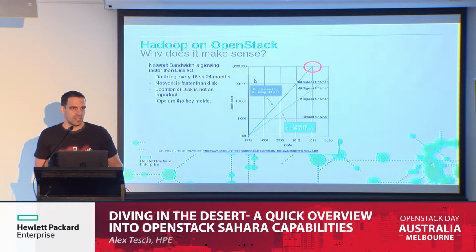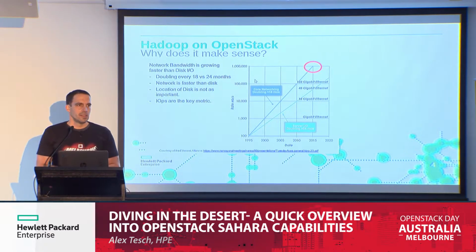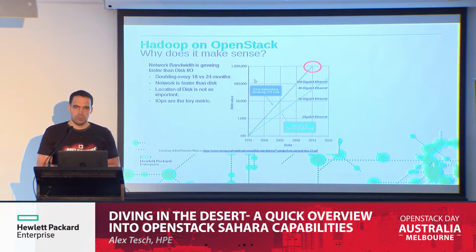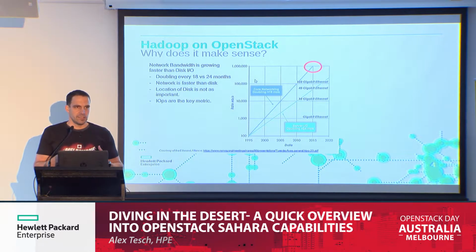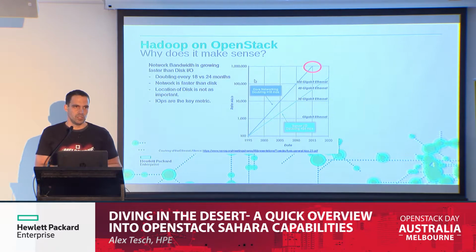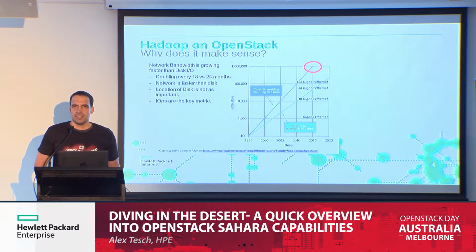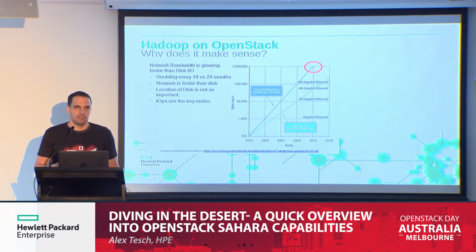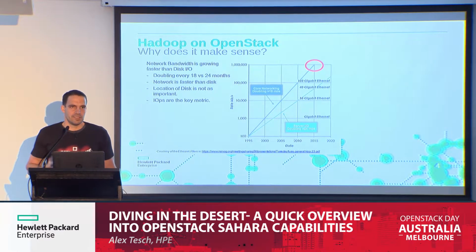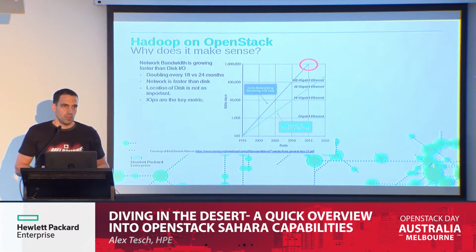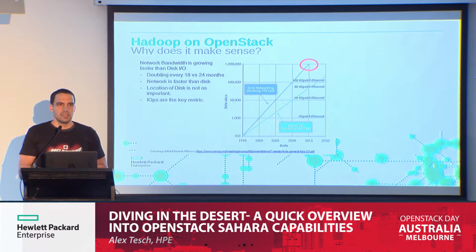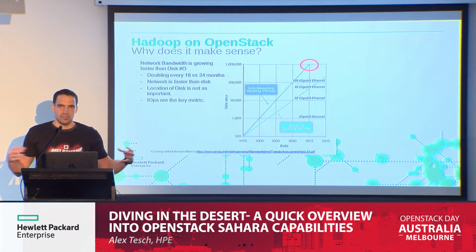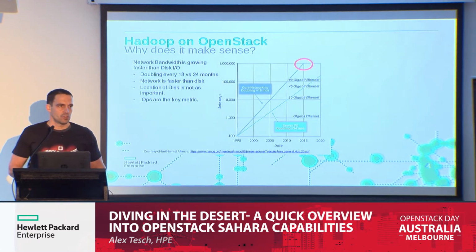Now, Hadoop in OpenStack, why does this one make sense? Like you already know, the growth of the network is a lot faster in terms of speed as compared to the data drives. We can see that we double speed on the network every 18 months, while on the data drives it is about every 24 months. So the bottleneck is usually on the disk. So that actually makes sense to scale the Hadoop clusters horizontally.